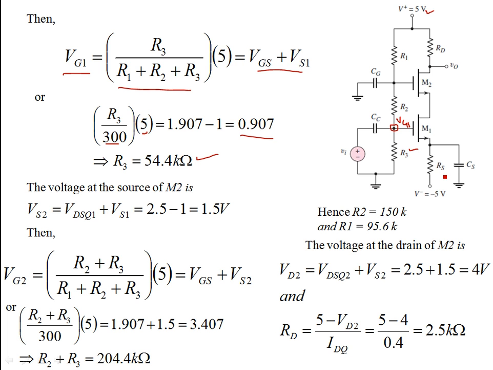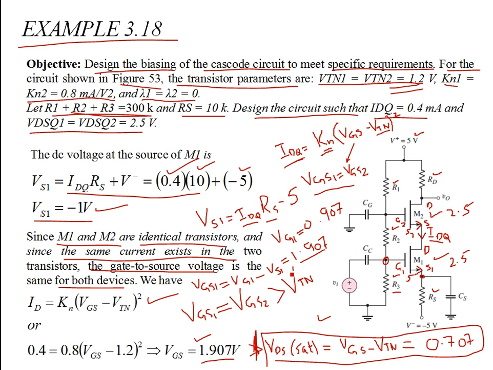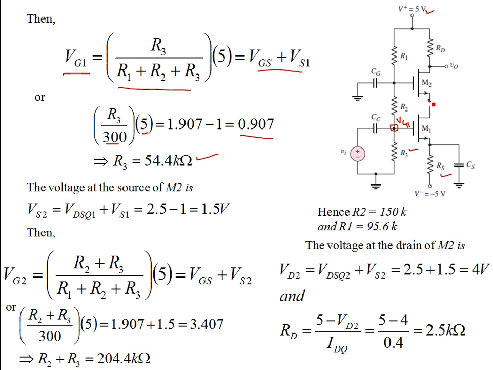We have R3, and we know what RS is. So let's go on finding R1 and R2. Let's use the same analysis that we used for the evaluation of VS1. We find out what VS2 is. This VS2 node voltage is the same as VD1; these two nodes are the same. We know what VS1 is, and we know what VDS1 is.